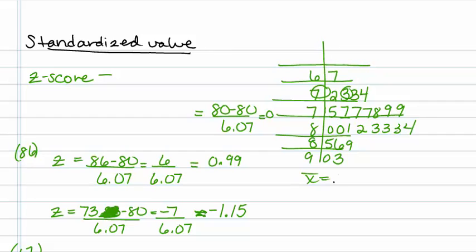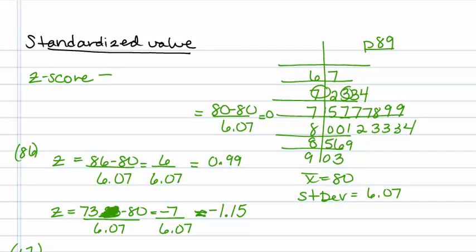Let's do a mean of 80 and a standard deviation of 6.07. And this I'm just copying from page 89, this chart. How I visualize this is every standard deviation is a z-score of 1.